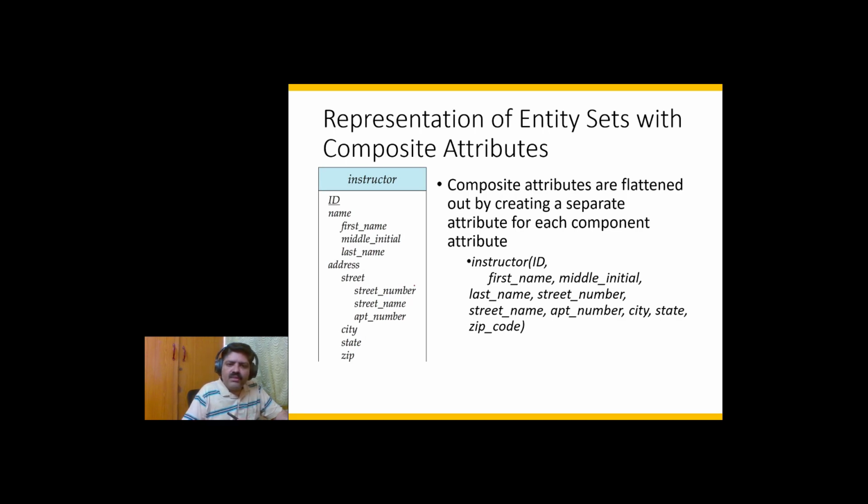What to do with composite attributes? Well, we usually flatten them into the structure. So this kind of composite attribute design would translate to a table like this. Where we have instructor ID, first name is a column, middle initial is a column, last name is another column, street number, street name, apartment number, and so on. So all these are flattened, and they represent columns in our new schema.